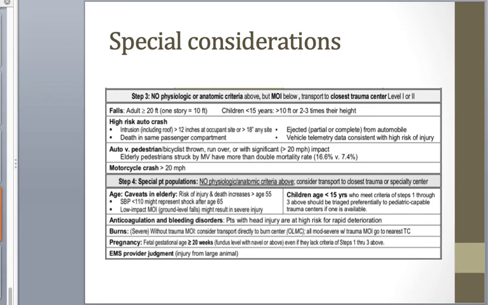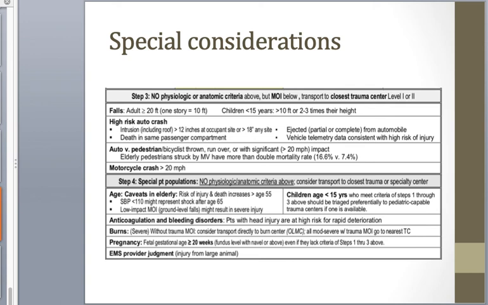Anticoagulation and bleeding disorders. Patients with a head injury are more of a risk for this. The common bleeding disorders that I've got are hemophilia A, hemophilia B, von Willebrand's disease, and then other clotting specific factor deficiencies. And then burns: severe burns without trauma MOI, consider transport directly to a burn center. All moderate to severe with trauma MOI go to the nearest trauma center.